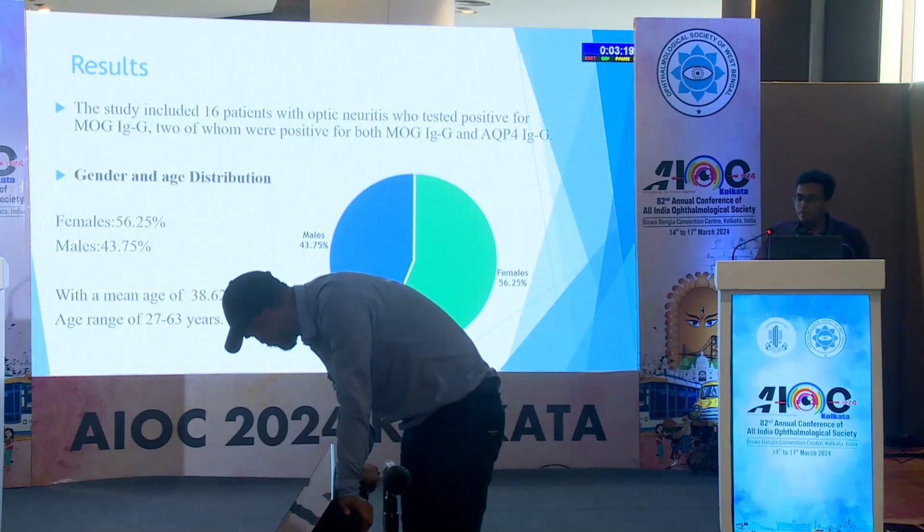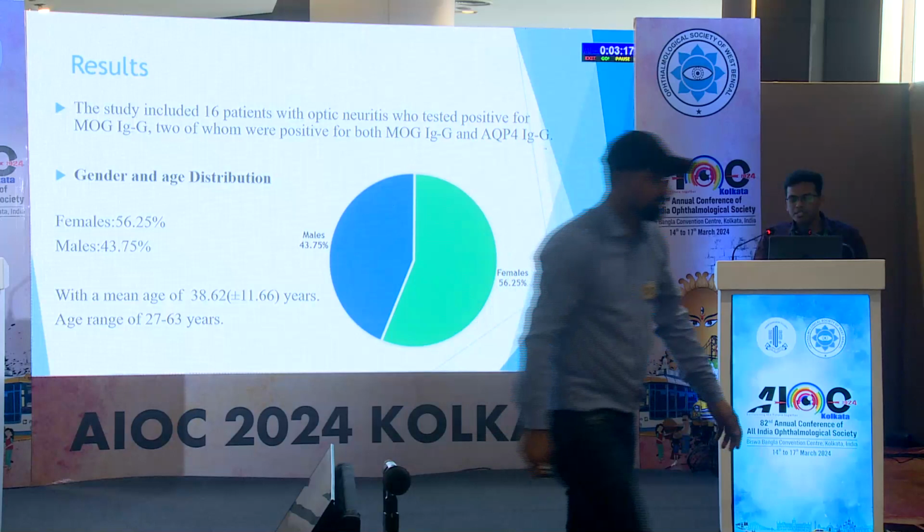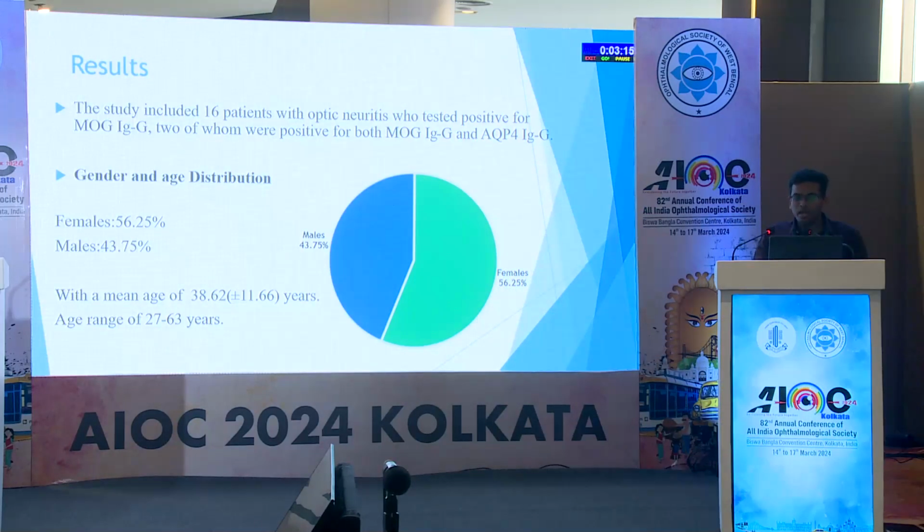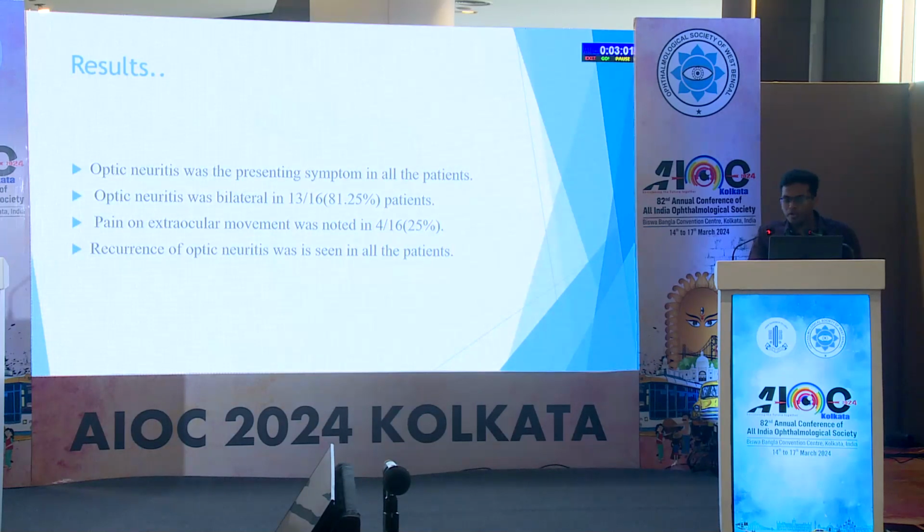So coming to results, the study included 16 patients, of whom all were MOG positive, and 2 of whom were positive for both MOG and aquaporin IgG4. So it showed a slight female preponderance with 56% and with a mean age of 38 years and the age ranging from 27 to 60 years. So optic neuritis was the presenting symptom in all the patients, and optic neuritis was bilateral in 81% of the patients, with pain on extraocular movement in 25% of the patients.